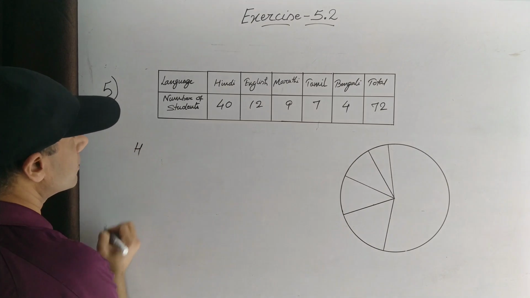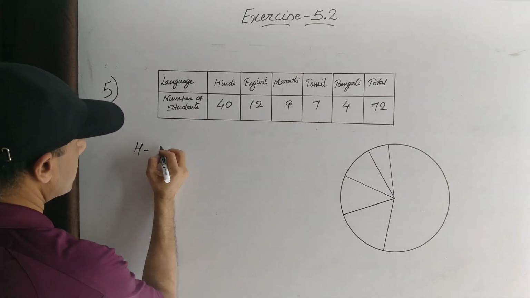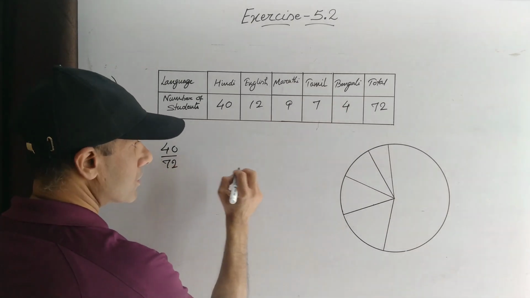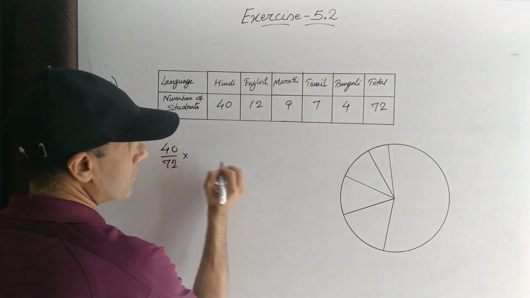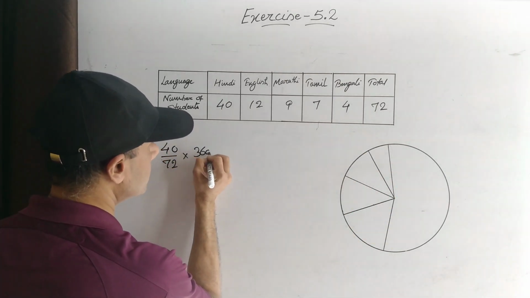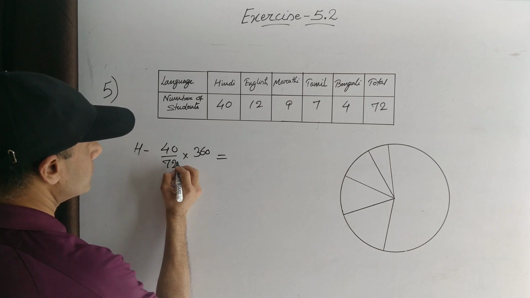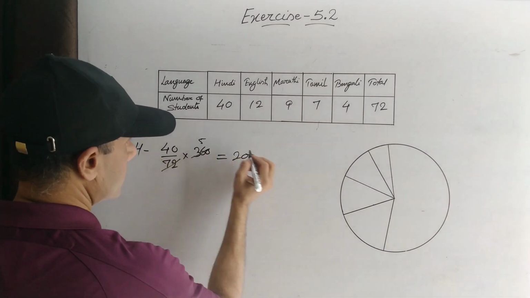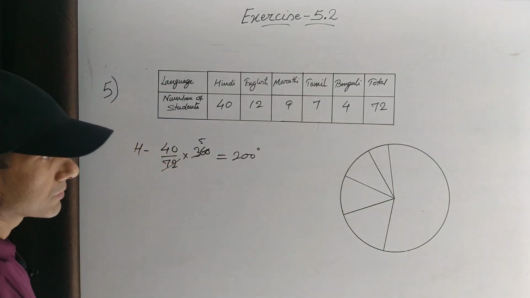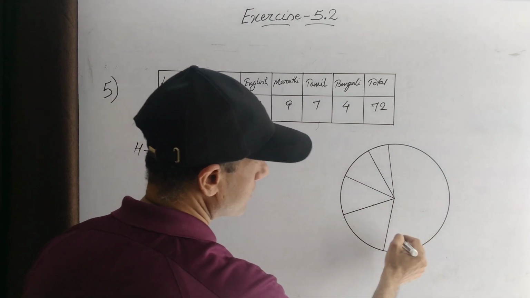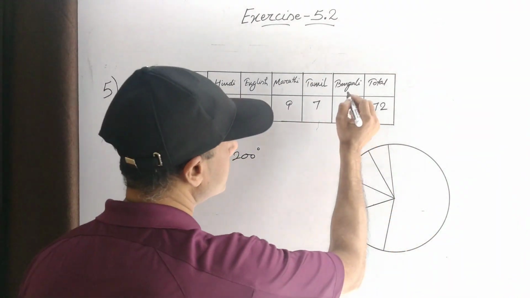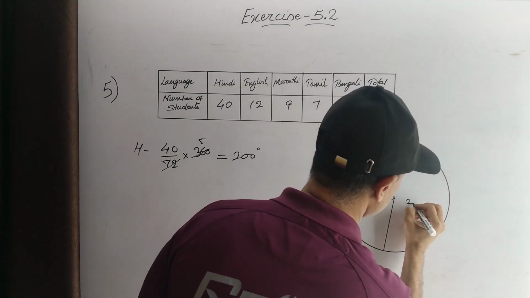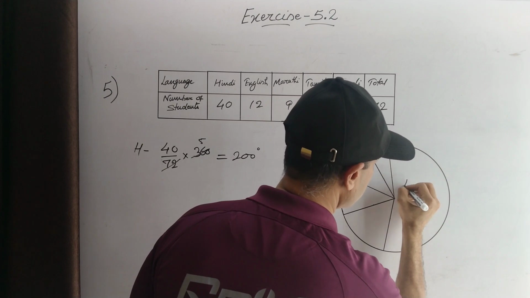So for Hindi, 40 students speak Hindi out of 72. The sectoral angle would be 40 upon 72 of the total, that is 360. This will be equal to 200, and since this is an angle, this will be degrees. So in this pie chart, this sector will represent the number of students speaking Hindi. So this angle will be 200 degrees, and this sector will be Hindi.